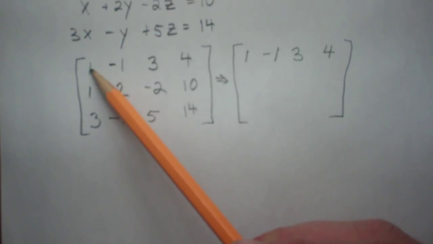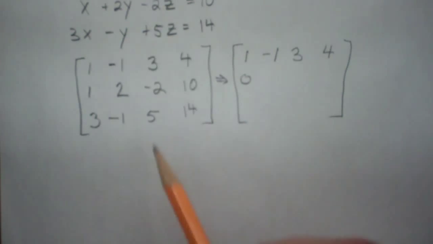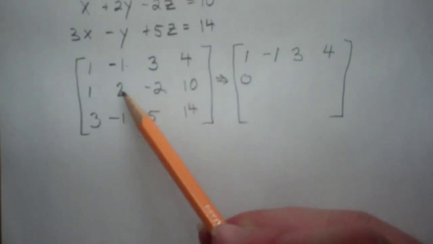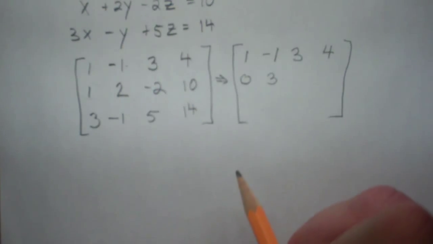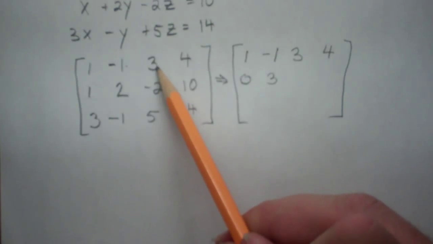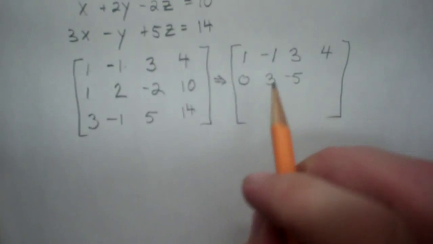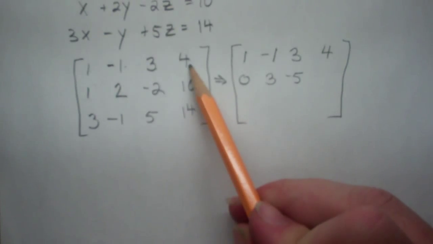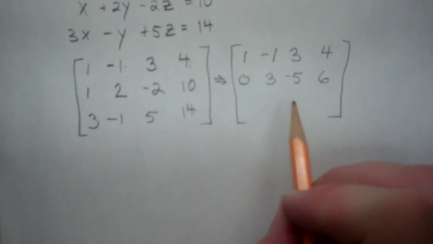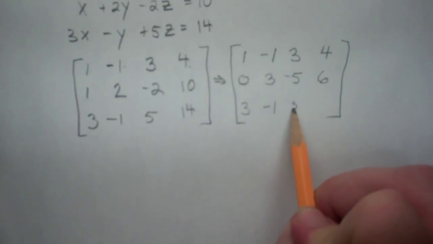-1 times 1 is -1. -1 plus 1 is 0. That was what we wanted to do. -1 times -1 is 1. 1 plus 2 is 3. -1 times 3 is -3. -3 plus -2 is -5. -1 times 4 is -4. -4 plus 10 is 6. We can now just bring over the third row since that one was not involved.